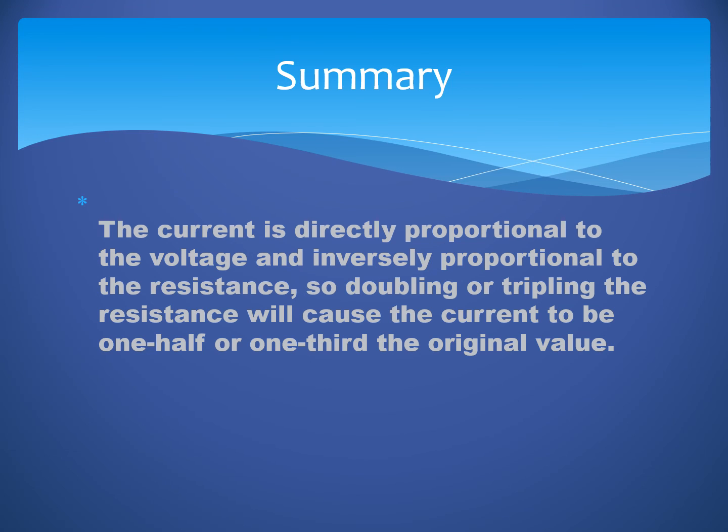Okay, so in summary, the current is directly proportional to the voltage and inversely proportional to the resistance. So doubling or tripling the resistance will cause the current to be 1/2 or 1/3 the original value. Thank you very much. That's everything for this lesson about basic electricity.